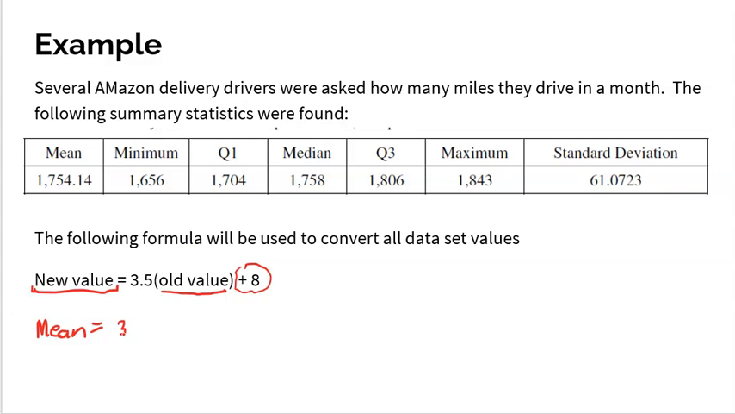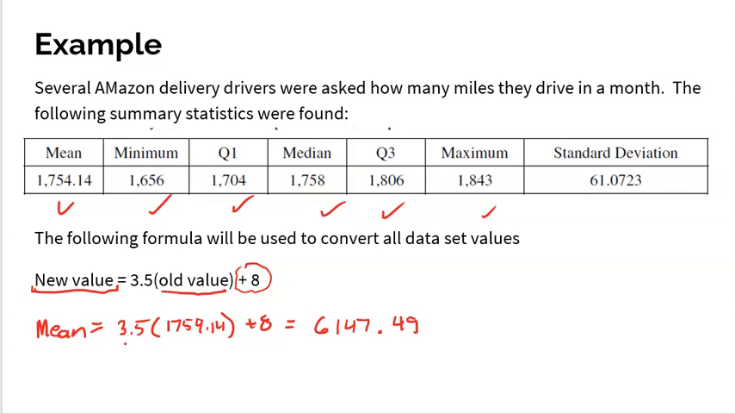So the new mean would be 3.5 times the old mean, 1754.14, plus 8. So do that little math there. It's not too complicated. I'm grabbing my calculator right now, just to make sure I don't mess that up, because with those fractions I'm not going to be able to do that in my head. So we get 6147.49. And maybe this corresponds to converting the miles they drive to how much money we owe them. I don't know. Who knows? But again, the min would do the same thing. Q1, median, Q3, max, they would all get the same treatment, because all those values are affected both by multiplication and addition.